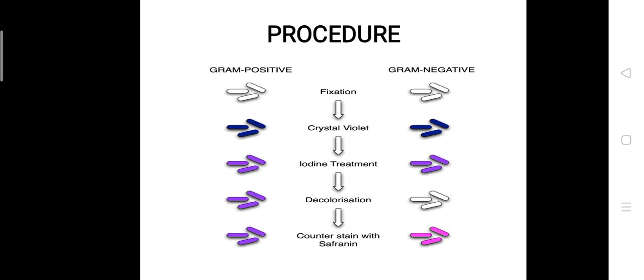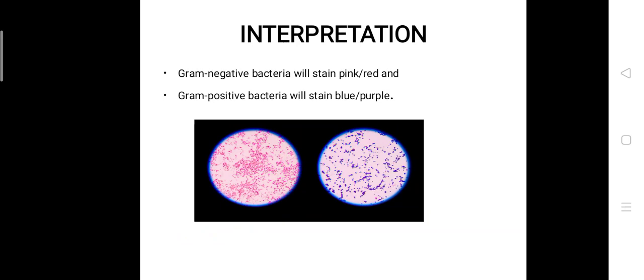Now the last step, you have to wash your slide in running tap water, and make sure that no color appears in the effluent, and then blot your slide with absorbent paper or tissue paper. Now you have to observe the result of the staining procedure under oil immersion, that is 100x in the microscope. So let us see the interpretation.